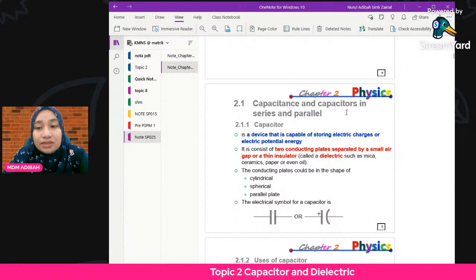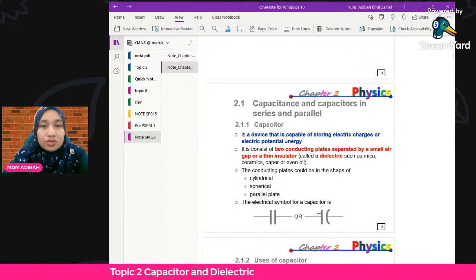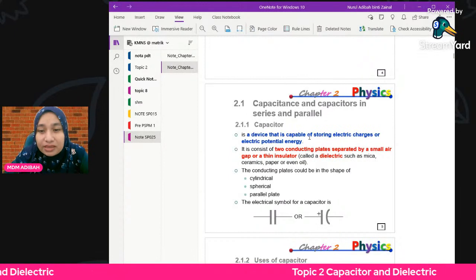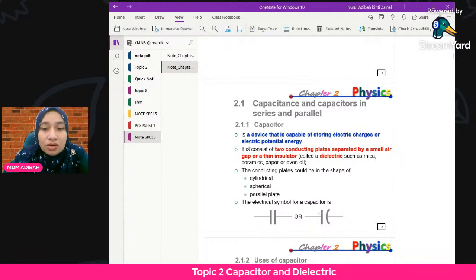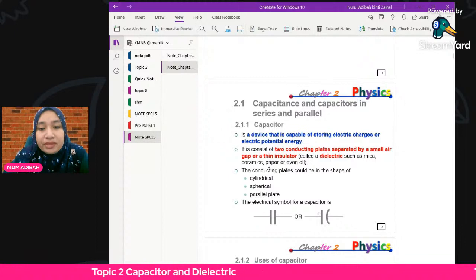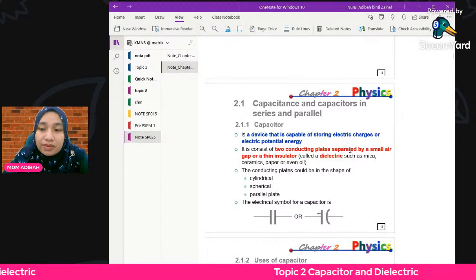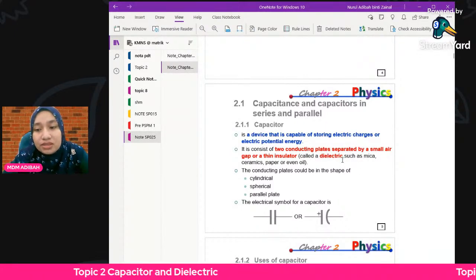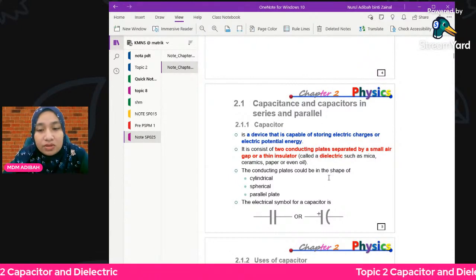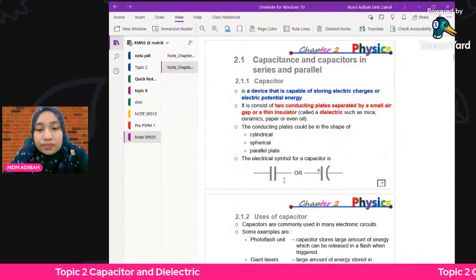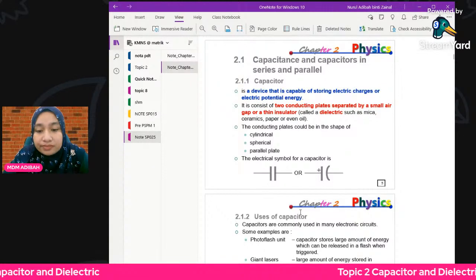Capacitance and capacitors in series and parallel. First of all, what is a capacitor? A capacitor is a device that is capable of storing electric charge or electric potential energy. Dia menyimpan, it stores. It consists of two conducting plates separated by a small air gap or a thin insulator called dielectric, such as mica, ceramics, paper, or even oil. Here is the symbol we usually use to illustrate the capacitor.